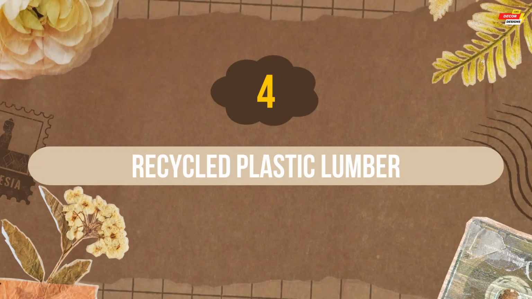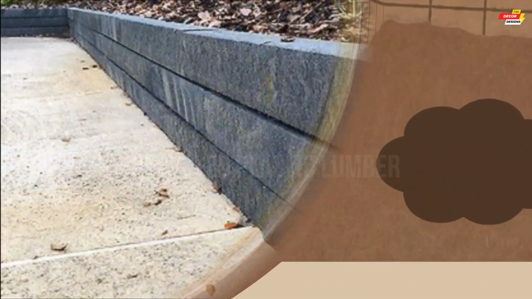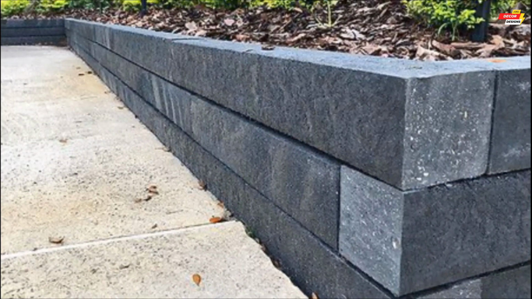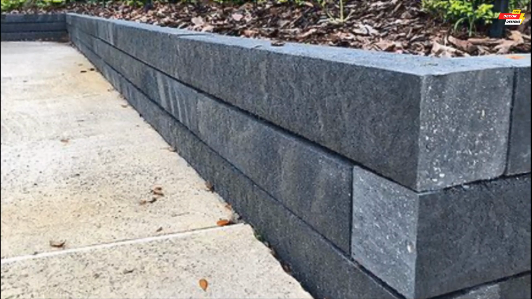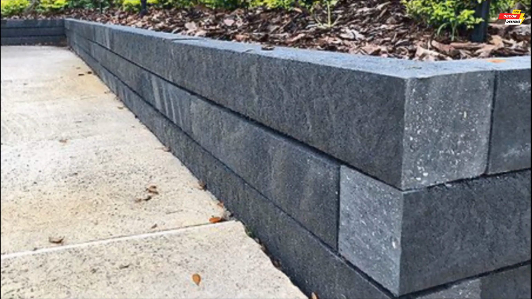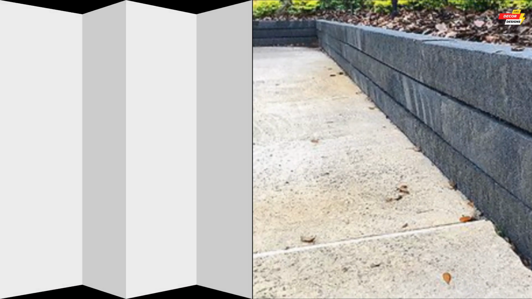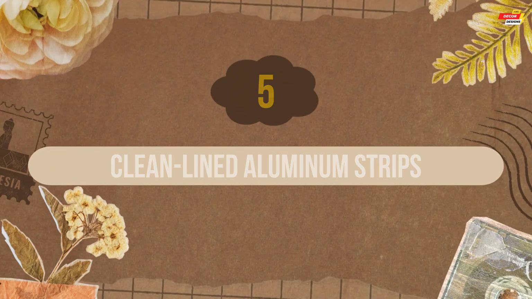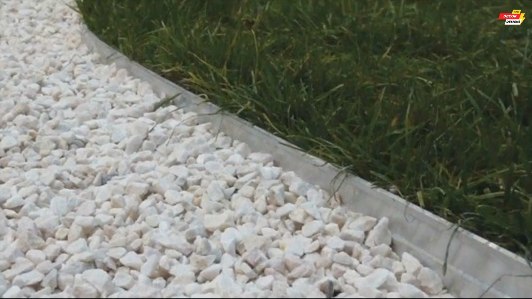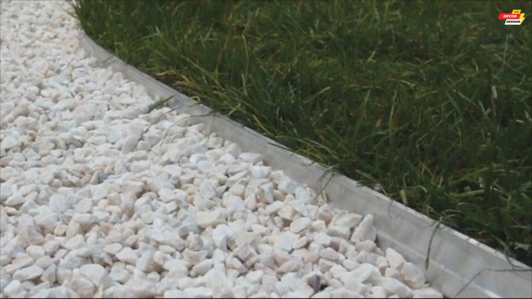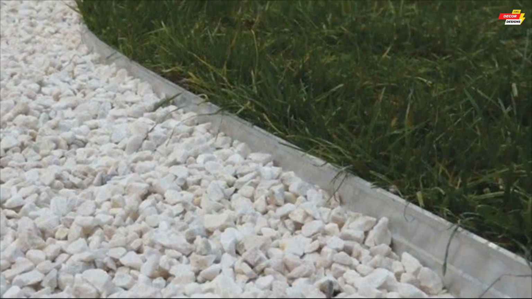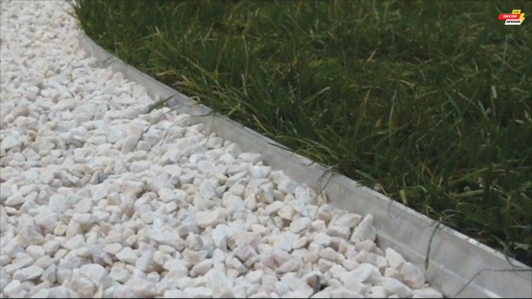4. Recycled plastic lumber. Using straight planks of recycled plastic lumber provides a durable and low-maintenance edge with a clean, linear look. Available in various colors and wood-like finishes. 5. Clean-lined aluminum strips. Installing sleek, powder-coated aluminum strips offers a contemporary and corrosion-resistant edging solution. Available in various colors to complement your design.